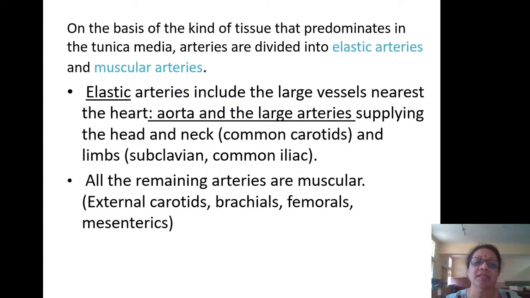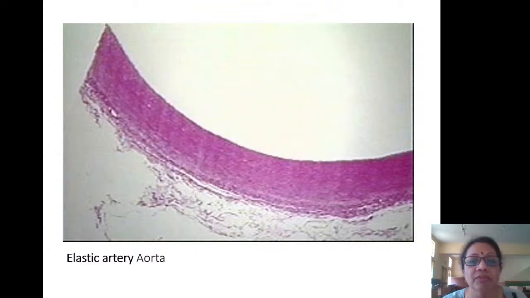They supply the head and neck and the proximal limbs: subclavian, common iliac arteries. All the remaining arteries are muscular. Branches of elastic arteries are all muscular arteries. Carotids, brachials, femorals, mesenterics, all of them are muscular arteries.